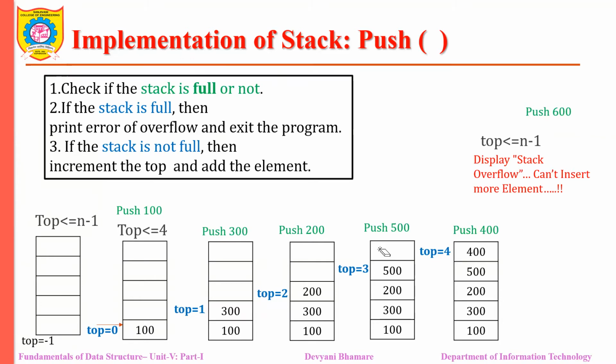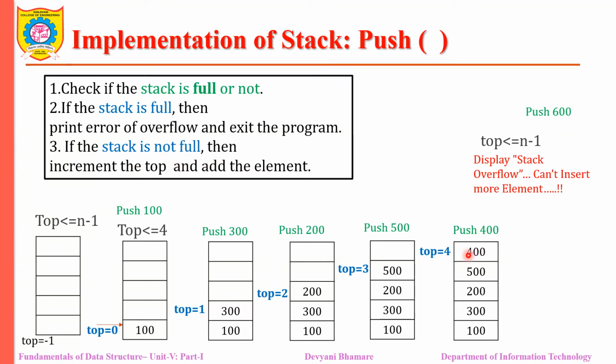So what we have done is we checked every time whether the stack is full. How can we say the stack is full? By comparing the value of top. If top is less than n minus 1, meaning the maximum elements minus 1, then we can perform that by increasing the top and adding that element. So we have performed that push operation.